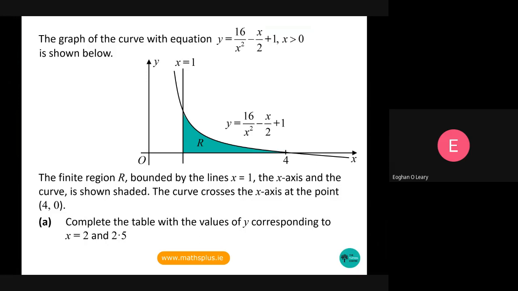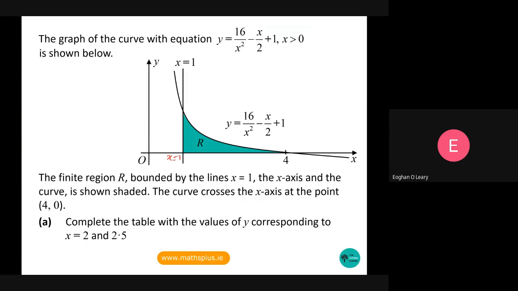The graph of the curve with equation y equals 16 over x squared minus x over 2 plus 1 is shown below, and x is greater than 0. The finite region R bounded by the lines x equals 1, the x-axis, and the curve is shown. The curve crosses the x-axis at the point (4, 0). So here we go, this is x equals 1 and x equals 4. We know those are going to be important. Copy and complete the table of y values corresponding to x equals 2 and x equals 2.5.